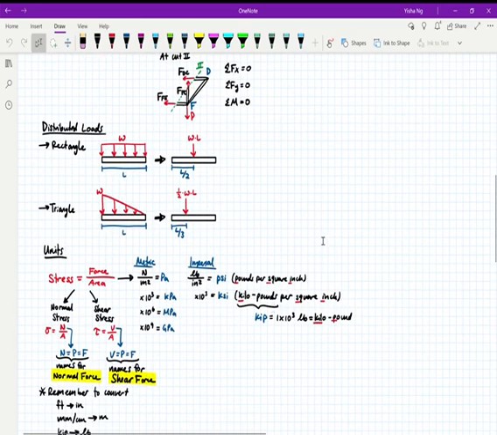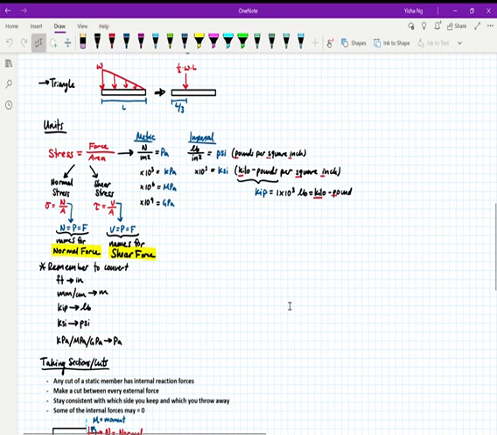Okay, for distributed loads, for a rectangular distributed load, you take the area under the load, W, and that will give you the force. So for example, for a rectangle, W times L, and that acts halfway in the middle of the beam. For a triangle, it's 1/2 W times L, and it acts at 1/3 of the beam.